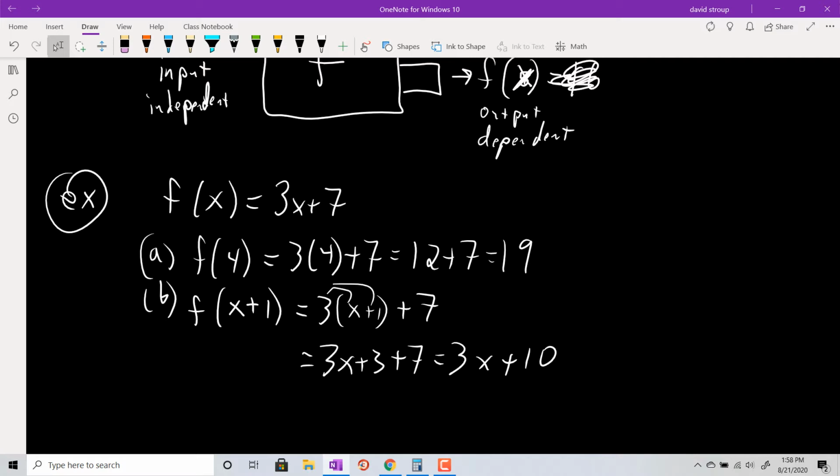It changed x plus 1, which is a line with slope 1 going through this point here. It morphed, or deformed, it into this other line, way up here, 3x plus 10, with a different slope.